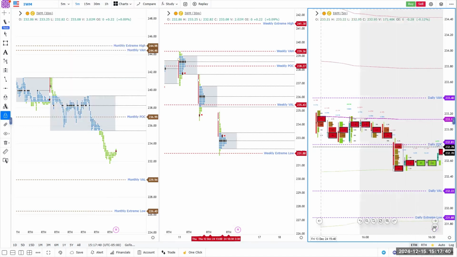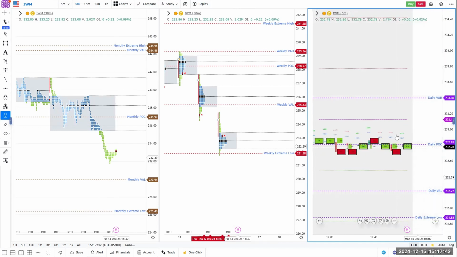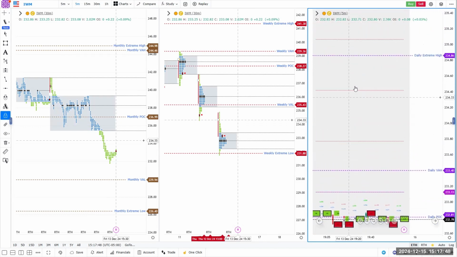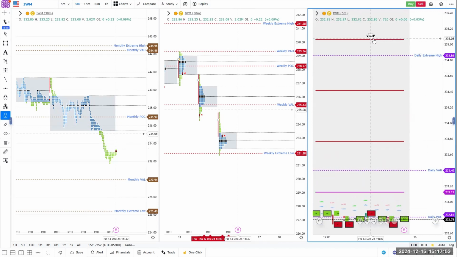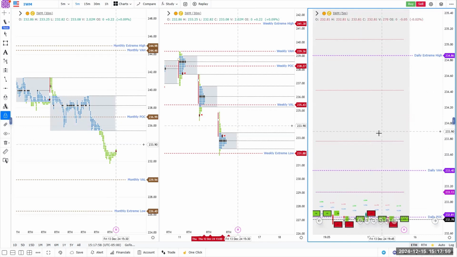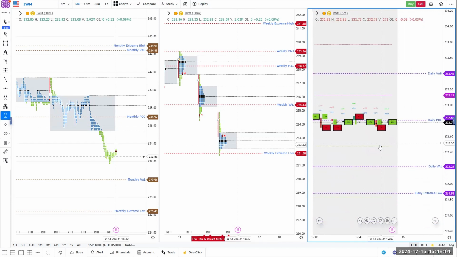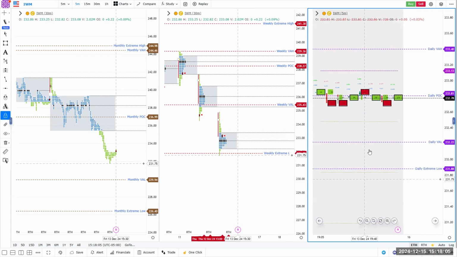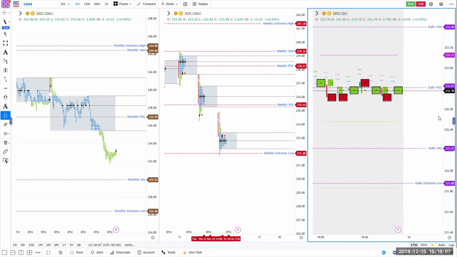Then we go all the way over to post market, and you can see our VWAP deviations, deviations 1, 2, and 3 to sell, and then we have our 1, 2, and 3 as far as the buying VWAP deviations.